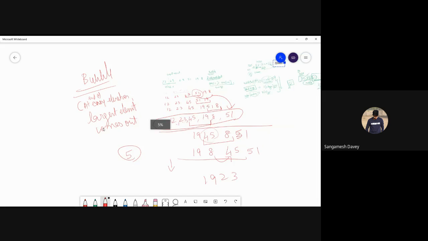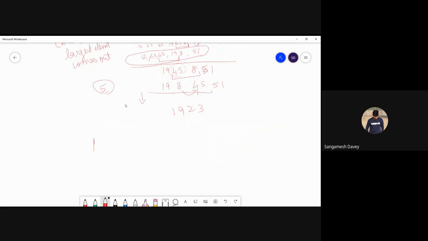So at every iteration, the biggest number comes out.